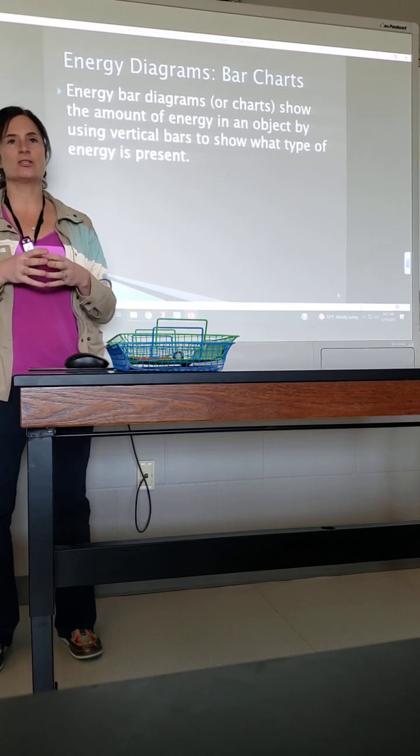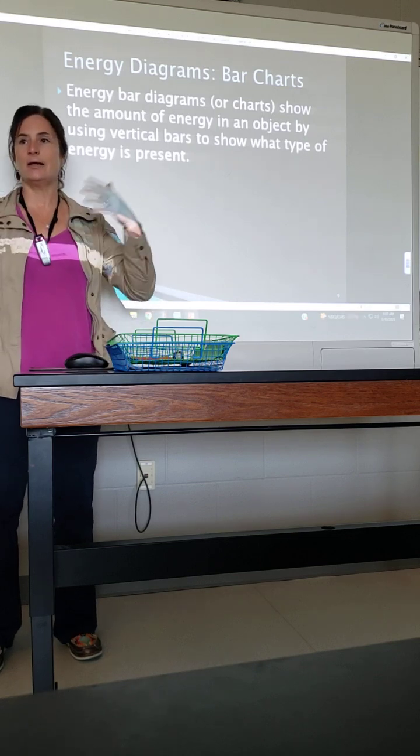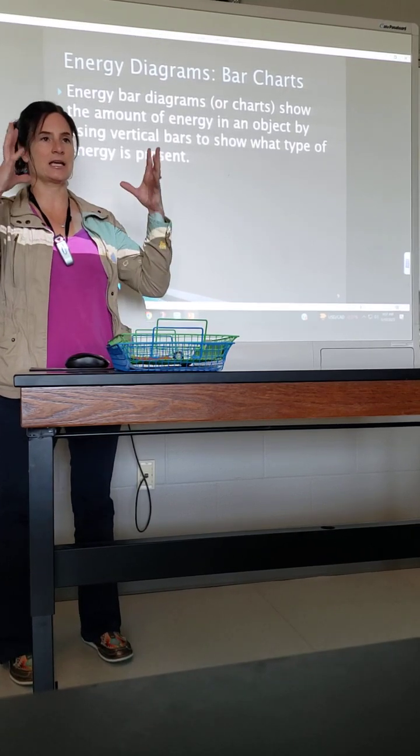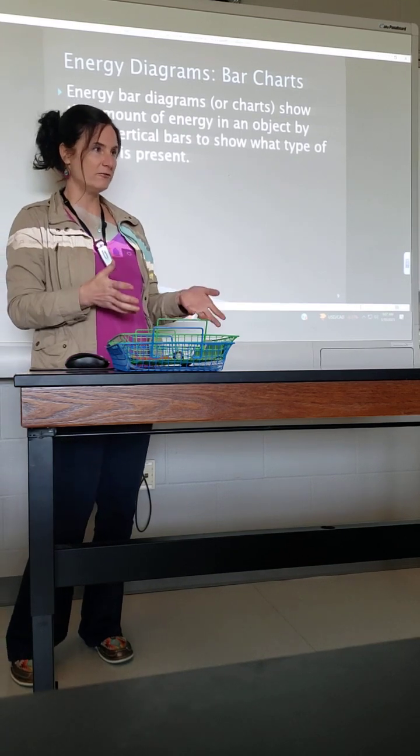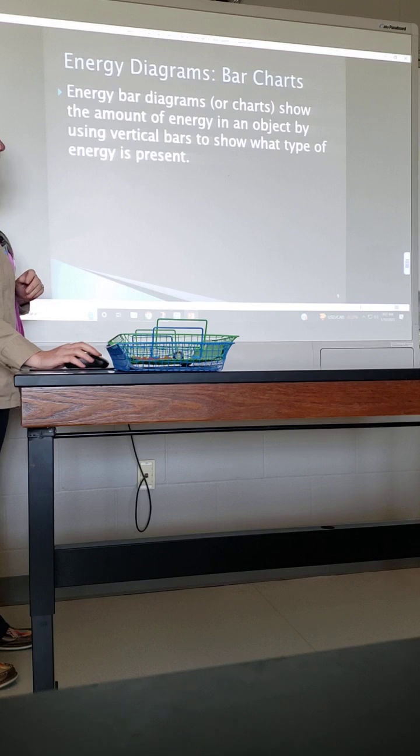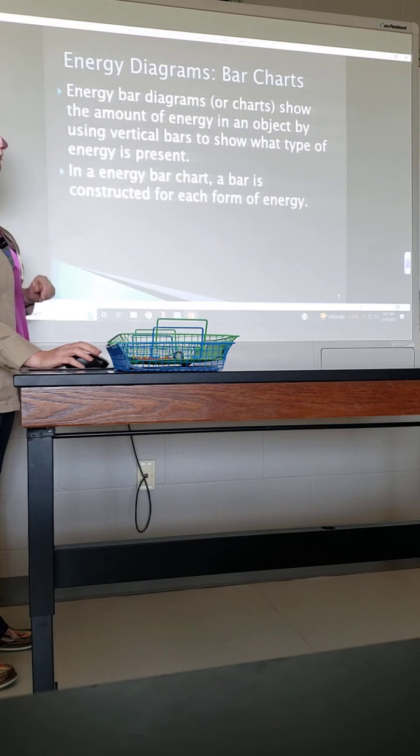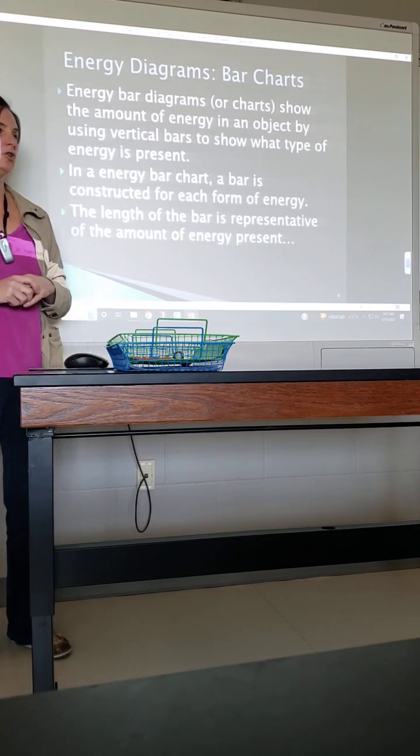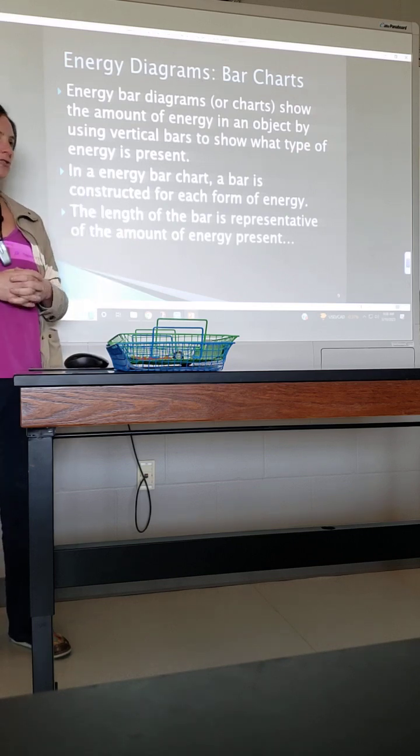And then from there, it's going to show how it goes back and forth, going from kinetic to potential and potential back to kinetic, because that energy is never destroyed. It is never created. It's just fixed. And so then it just transfers back and forth between those two main forms, kinetic and potential. And so in an energy bar chart, a bar is constructed for each form of energy. And then the length of the bar represents the amount of energy that's actually present. So how tall or how short the bar is matches the energy that it's meant to represent.